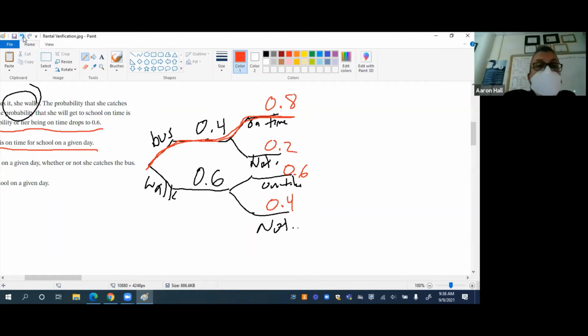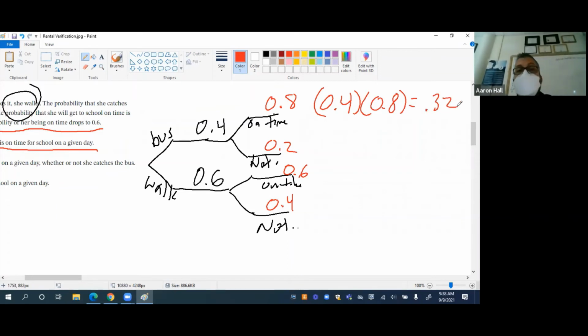So how would we figure out the probability of both of those events? We already know the probability of each event separately. Now what do we do? We multiply. So that would give us 0.4 times 0.8, and that's going to give me the probability of both of those events happening. 0.4 times 0.8 gives me 0.32.